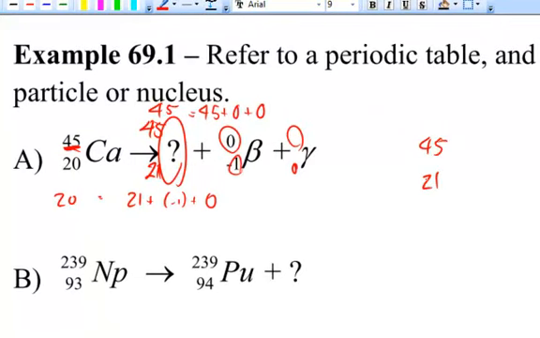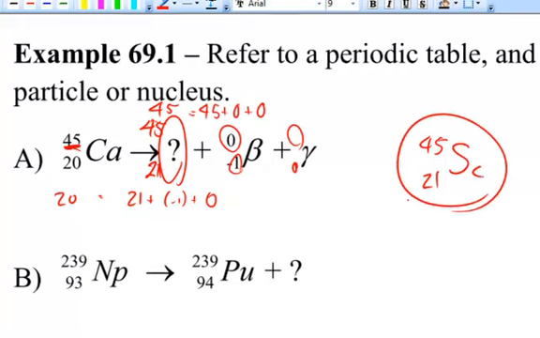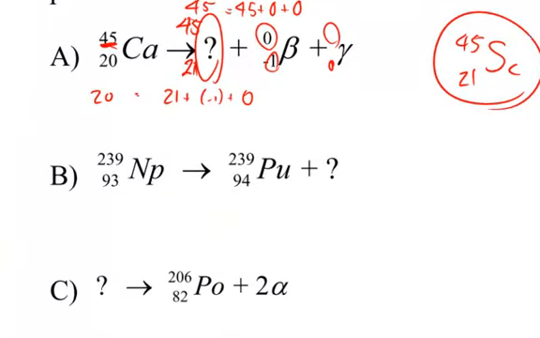So I refer to the periodic table on page 1016 of your textbook. I find that the element is scandium-45. B. Neptunium decays into plutonium plus something, and I need to balance the numbers. So up at the top, I've got 239 on the left. On the right, I've got to have 239 plus some number. That number at the top is going to be 0.